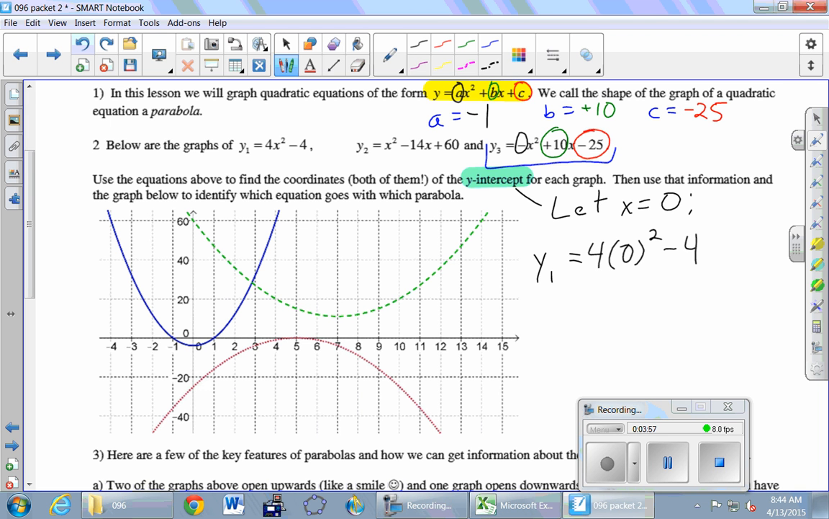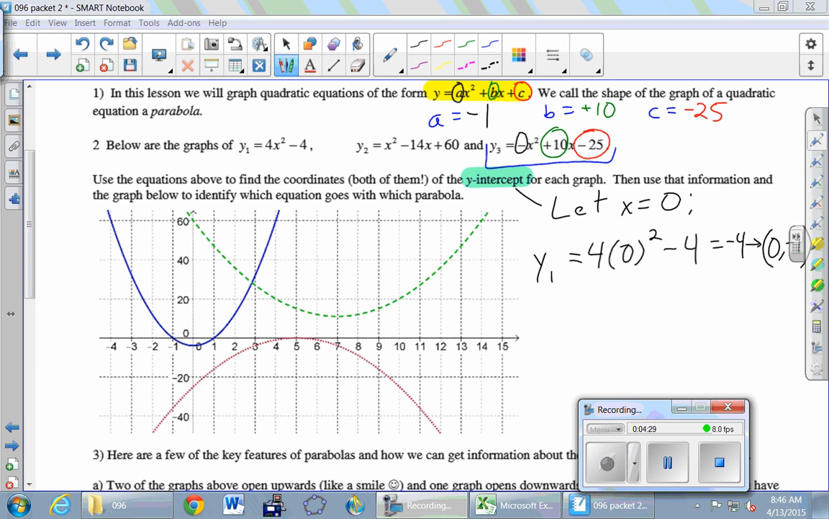Everybody see what we're doing? And then we crunch that through. How much is it? -4. And so that means that we now have a point. It has an x and it has a y. How much is the x? 0. That's how we figured it out. And how much is the y? -4. That's what we calculated. Okay. So the y-intercept there is (0, -4). With your neighbors, go ahead and find the y-intercept for the other 2 equations. They're called y2 and y3.